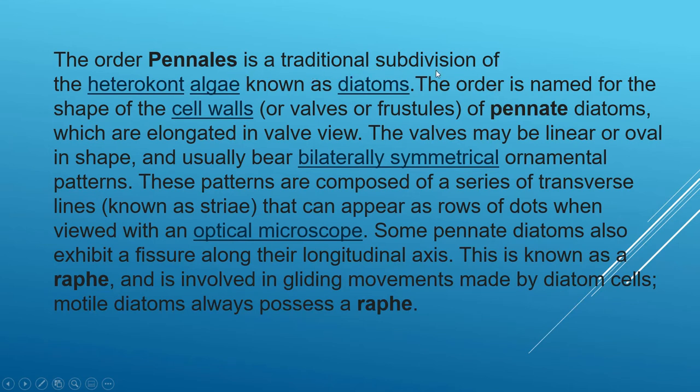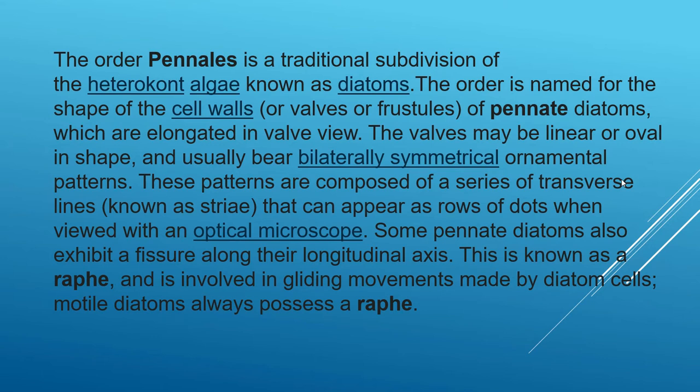The order Pennales is a traditional subdivision of the heterokont algae known as diatoms. The order is named for the shape of the cell wall, sometimes called valves or frustules, of pennate diatoms, which are elongated in valve view. The valves may be linear or oval in shape and usually bear bilateral symmetrical ornamental patterns. Now, if it's diatom, these are typically made of silica. Patterns are composed of a series of transverse lines known as striae that can appear as rows of dots when viewed with an optical microscope.